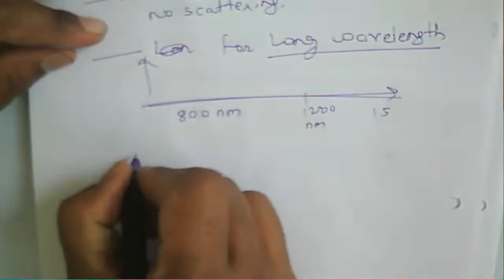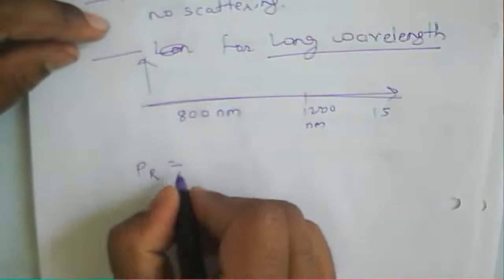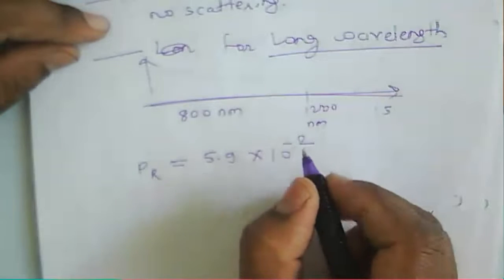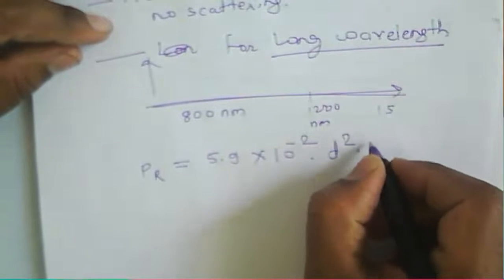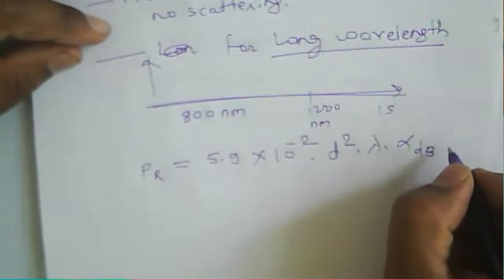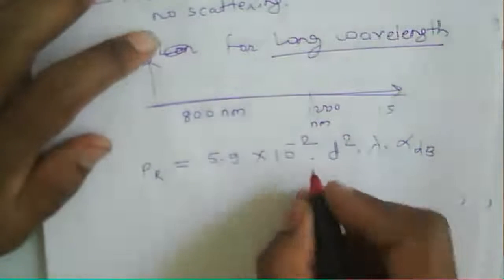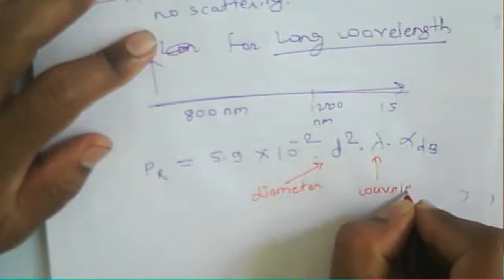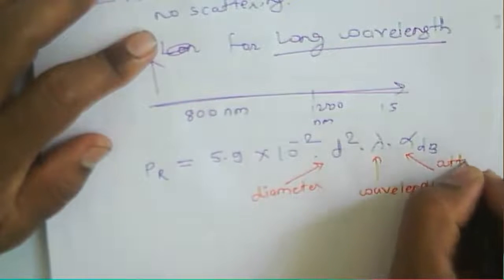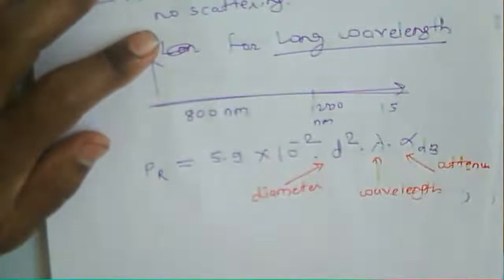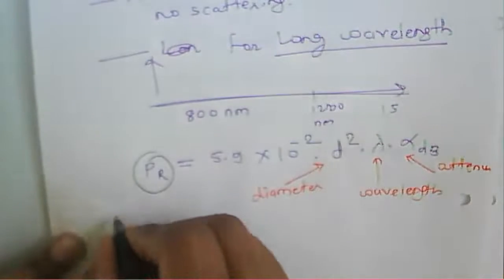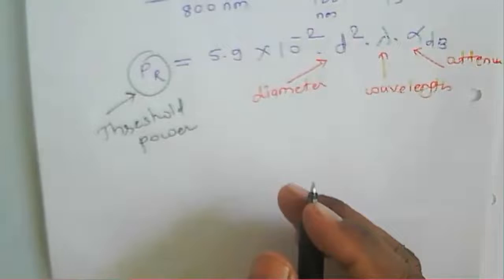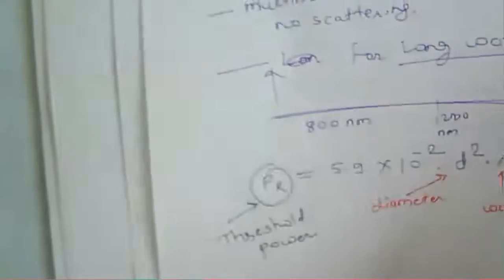Now the equation for the Raman scattering: PR is equal to 5.9 times 10 to the power minus 2, times the diameter, the wavelength, and alpha times dp. Here this one is the diameter, this one is your wavelength, and this one is your attenuation. And this is the threshold power. Above this threshold power, scattering occurs. That is called Raman scattering.